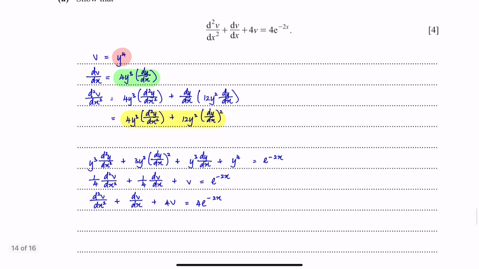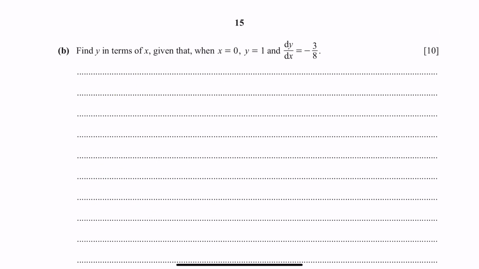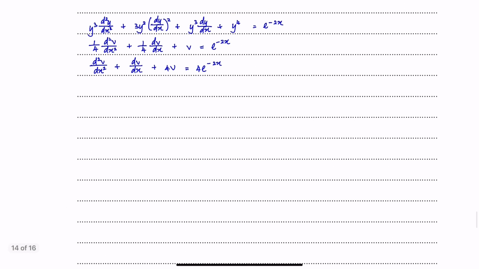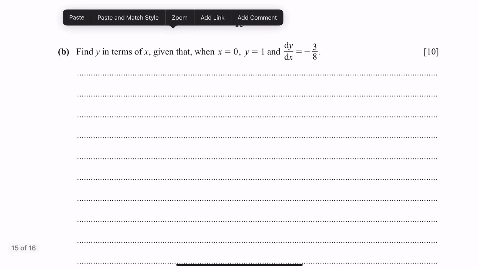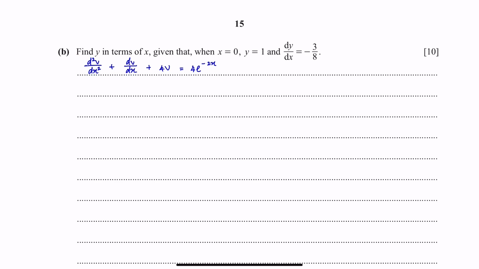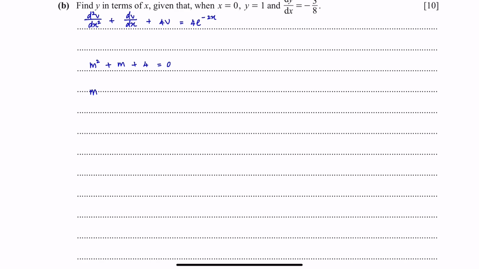So this is actually what the question wants. For part B, we need to find y in terms of x. So let me just copy down this equation. Okay, now we can start doing. For the left hand side, we change it into this form, and we find the values of m.